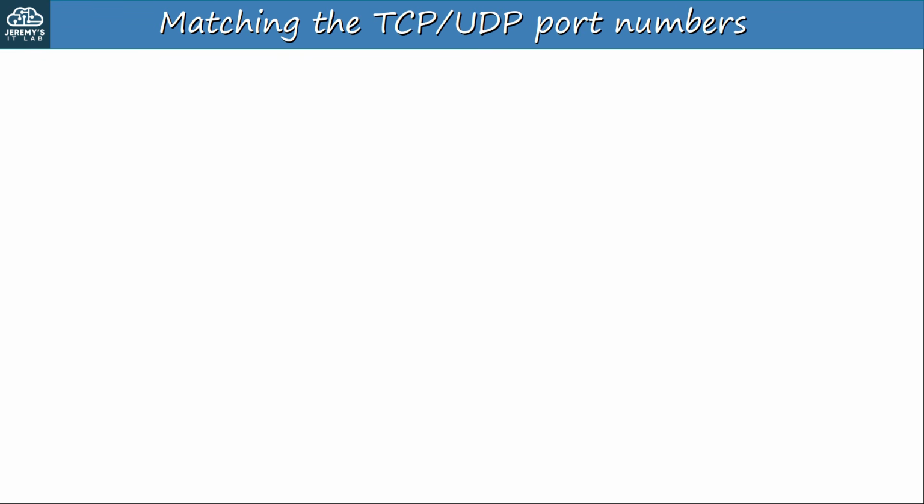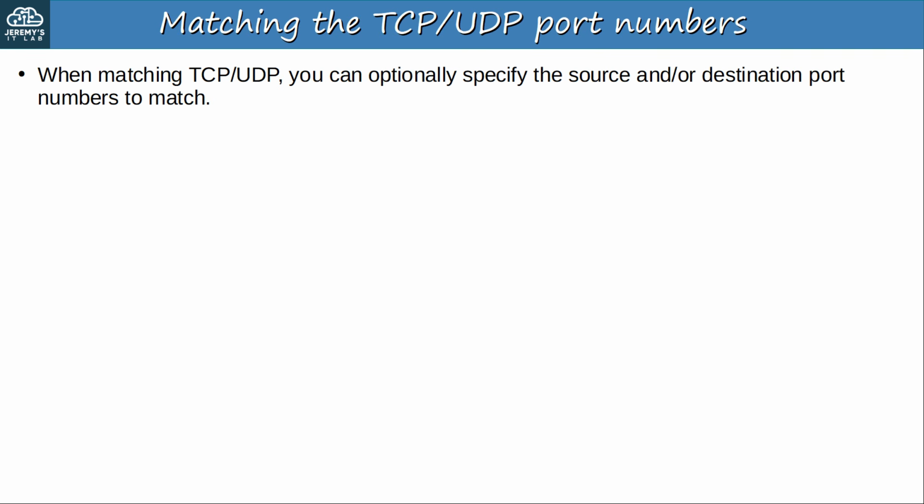So let's talk about matching TCP and UDP port numbers. When you specify TCP or UDP as the protocol to match, you can optionally specify the source and/or destination port numbers to match. This is optional. If you just specify TCP or UDP without the port numbers, all port numbers will be matched. So here's the command without specifying the port numbers. I chose deny TCP, but of course this works with permit statements and with UDP as well.